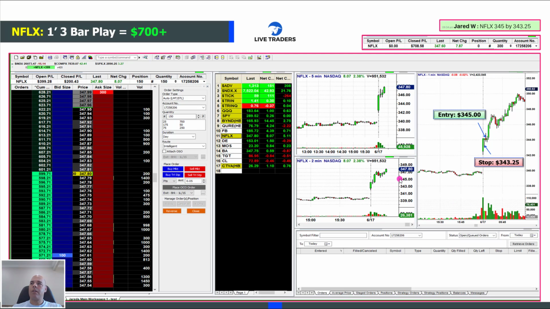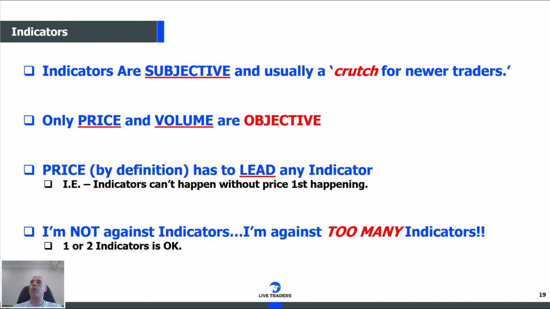There's no indicator on here. There's nothing on here. Why do you need it? Most traders need them because they lack confidence. So here's the general gist of indicators. Indicators are subjective and usually a crutch for newer traders. They are, let's be honest. They're usually a crutch because you don't have the confidence in recognizing patterns well enough. You think you need some other type of advantage. You don't, okay? Only price and volume are objective, especially price.